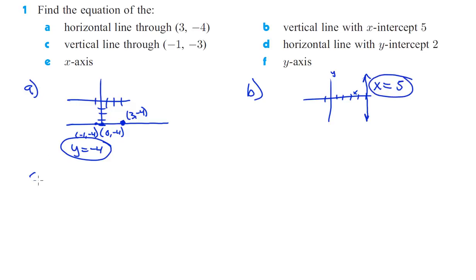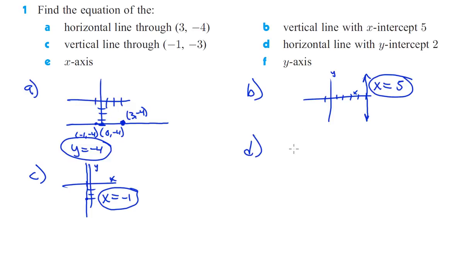C, vertical line through (-1, -3). So (-1, -3). It's a vertical line, so it goes like that. I know that it crosses through my x-axis, so that's going to be x equals, and x equals -1 all along that line.